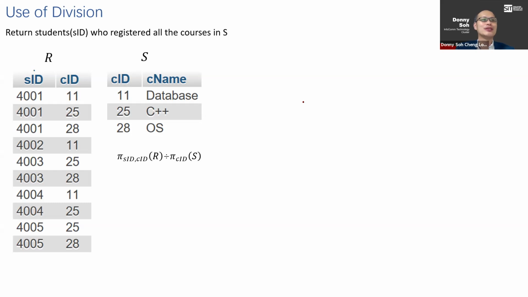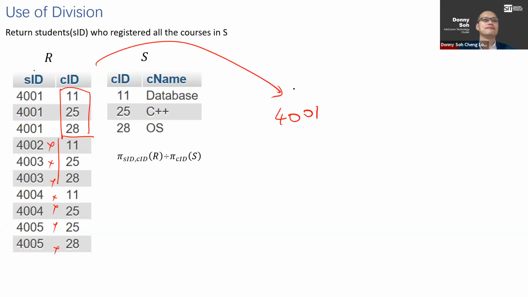I want to have the students that registered for all. If I do the division operator, I'm going to find out who registered for 11, 25, and 28. So 401, this one. 402 did not register for 25, 28. So no. 404 registered for 11, 25, but no 28. So the resultant of this will just be 401.